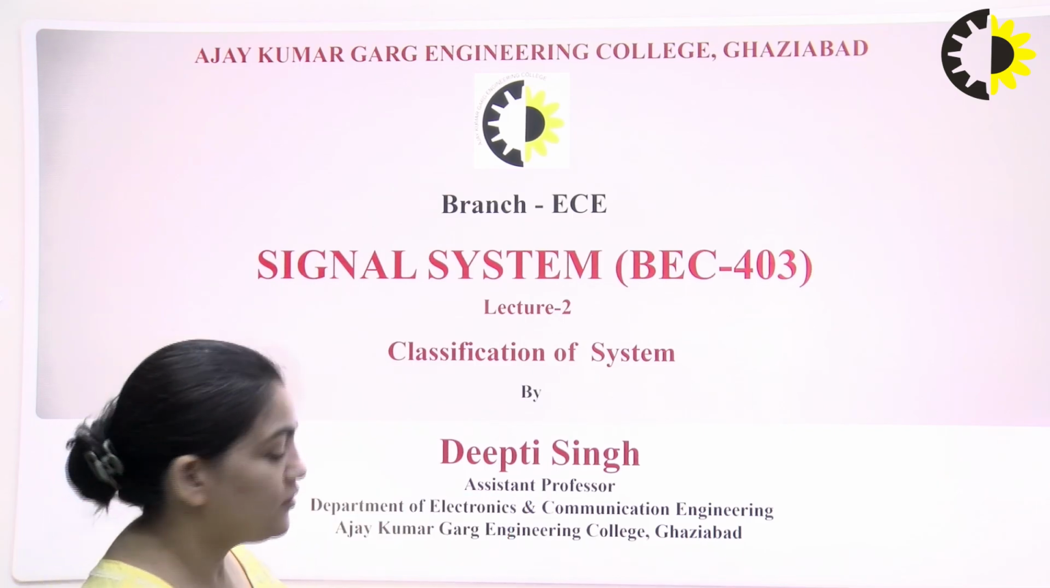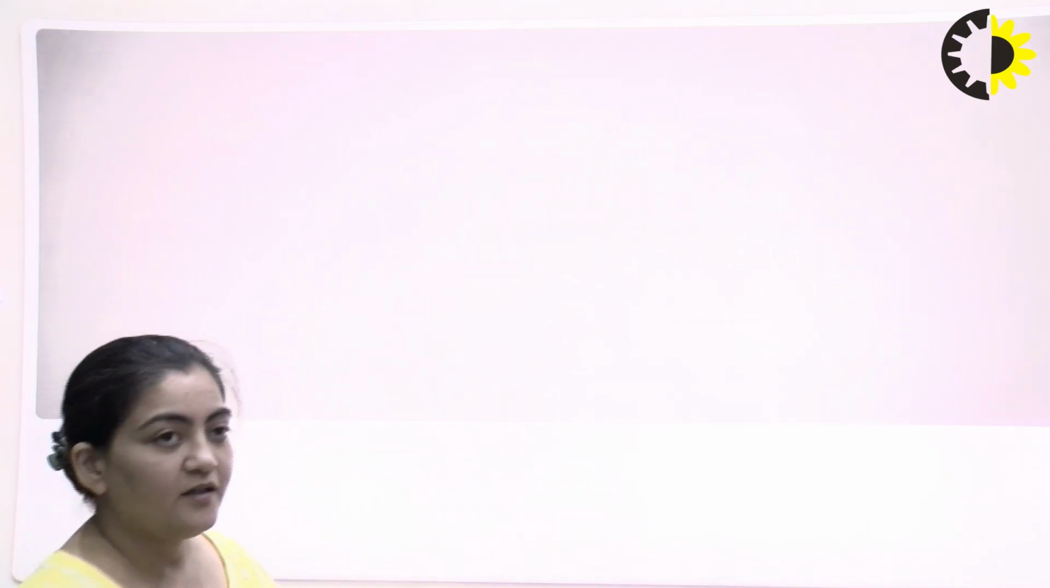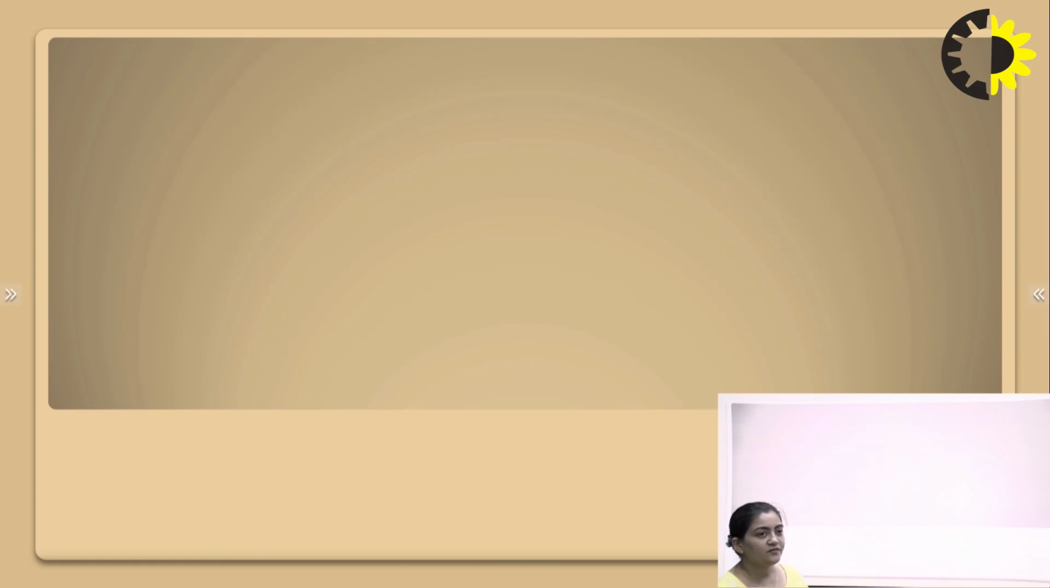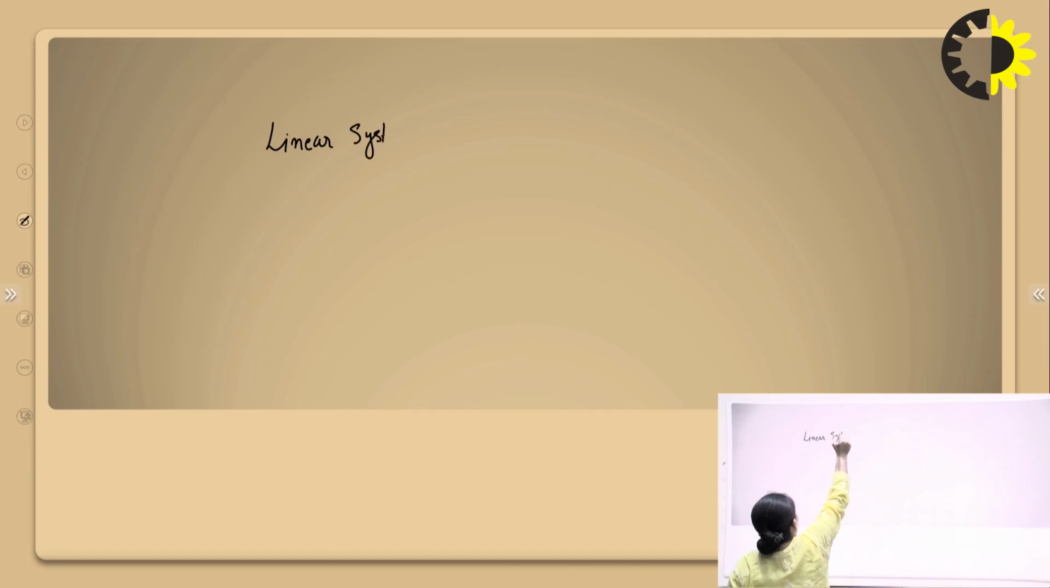Let's continue from where we left off last time. We are talking about the linearity of systems. Systems are classified as linear and non-linear. As I already told you, linear systems are those which obey the superposition principle.